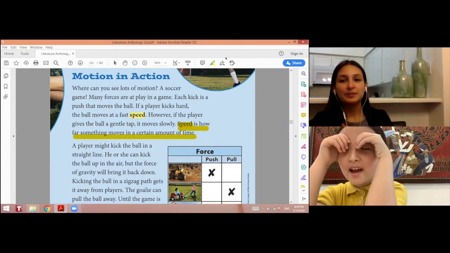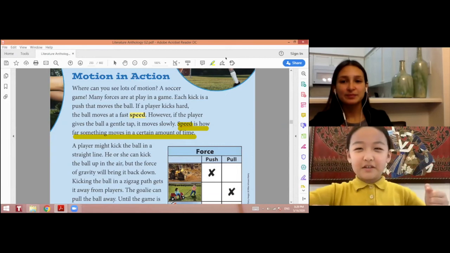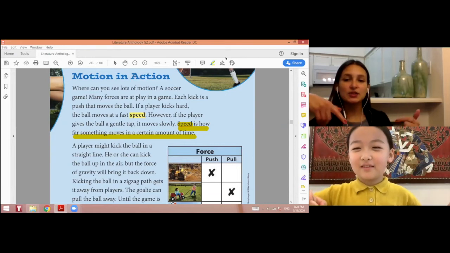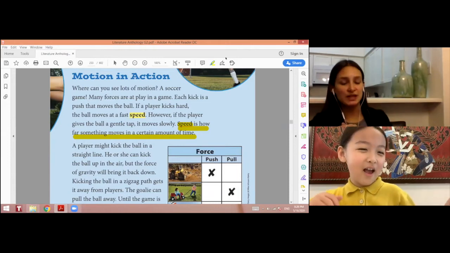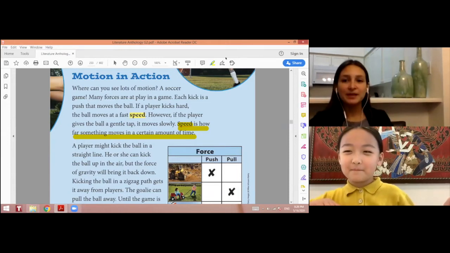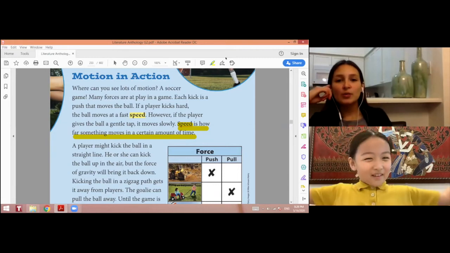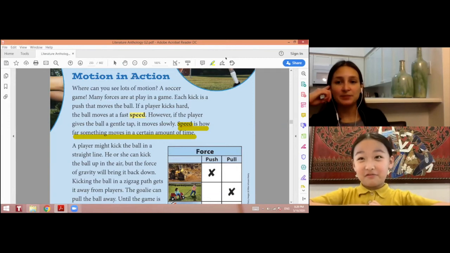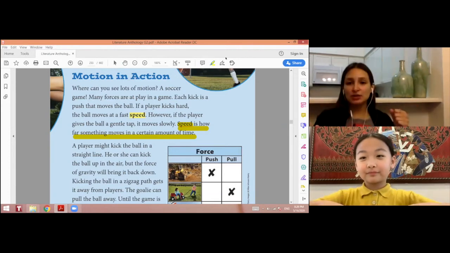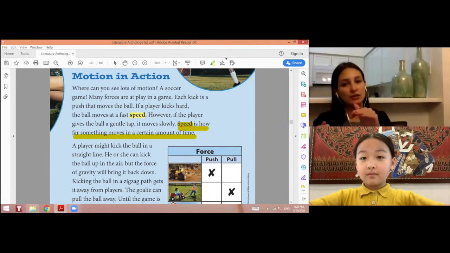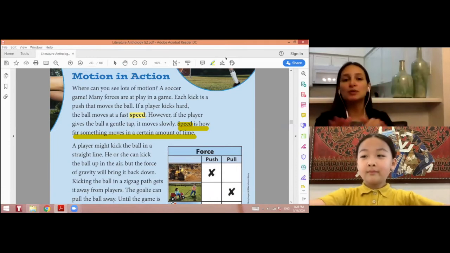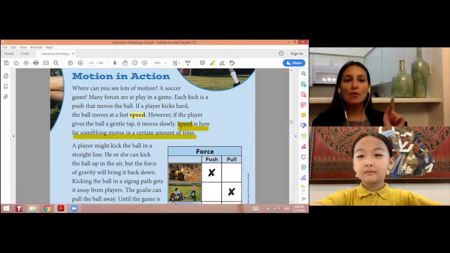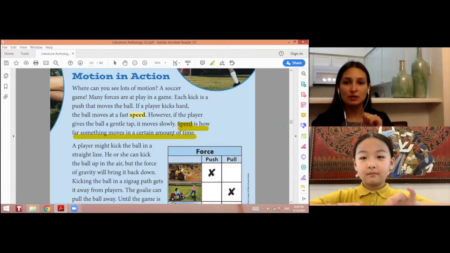Wait, how many inches is the first one? 10 inches is the first one, and the second one is 20 inches. No way. So which turtle had the most speed? Definitely the second one, right? Because you have to measure at the same amount of time. So you have to give both turtles 1 minute. You can't give them more time or less time, just 1 minute, and just see who moves further. So speed is how far something moves in a certain amount of time.